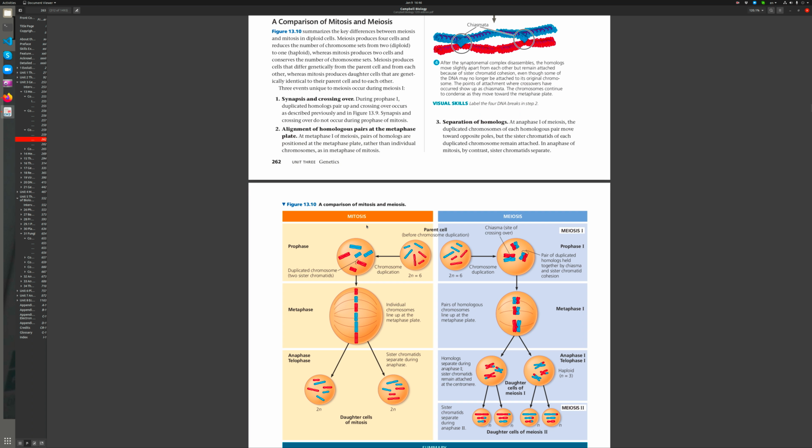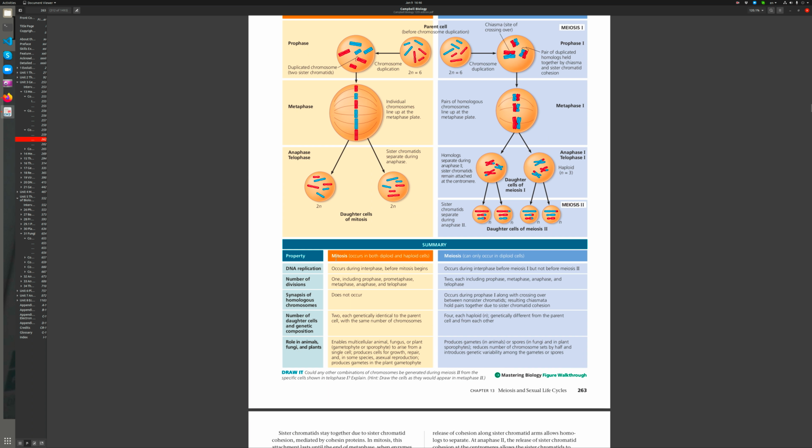Next, the differences. DNA replication occurs during interphase before mitosis begins, and in meiosis it occurs during interphase before meiosis 1, but not before meiosis 2, because there might not be an interphase. Mitosis has one division: prophase, prometaphase, metaphase, anaphase, telophase. There are two in meiosis: prophase, metaphase, anaphase, and telophase. And the synapsis of homologous chromosomes does not occur in mitosis, but it occurs in meiosis.